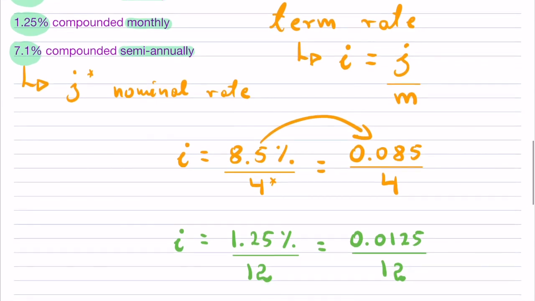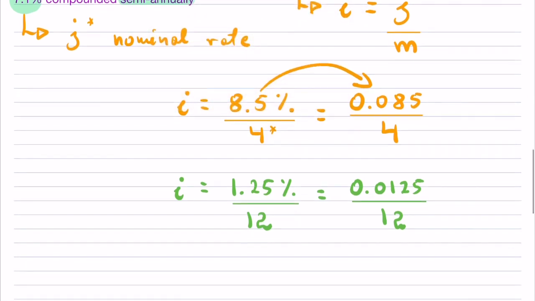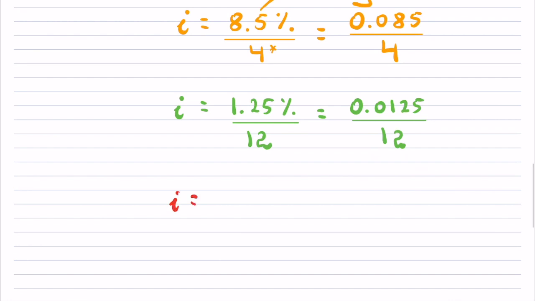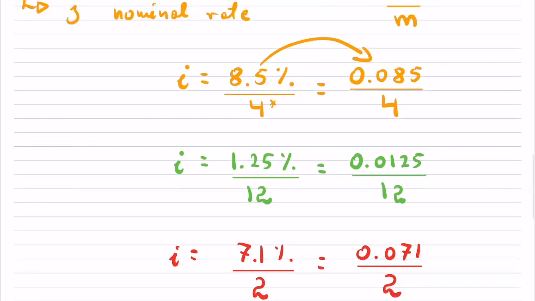The third example, which is the 7.1% compounded semi-annually, for that one, semi-annually means twice per year. So m is equal to 2. And this would be your i. And again, notice I haven't really divided them out. I just keep them looking like a fraction, just for convenience.